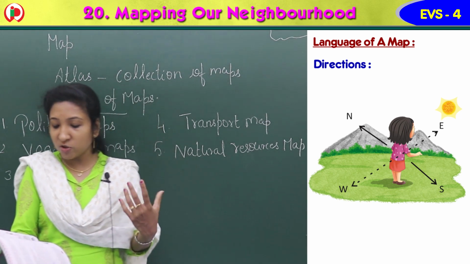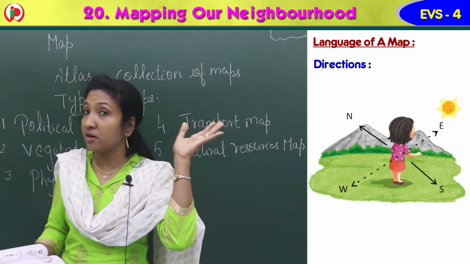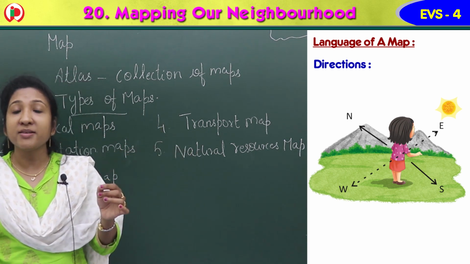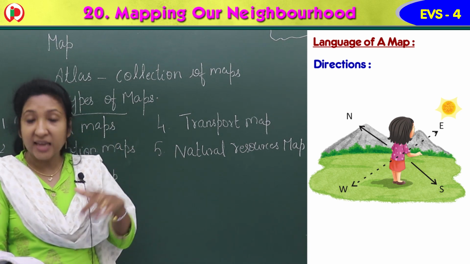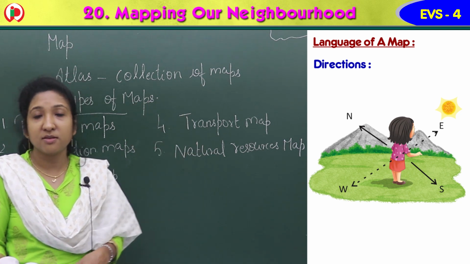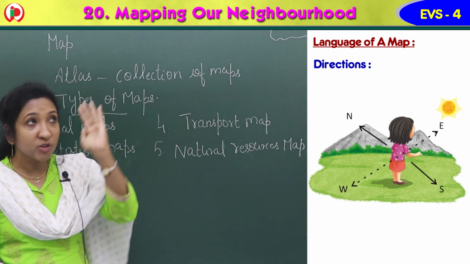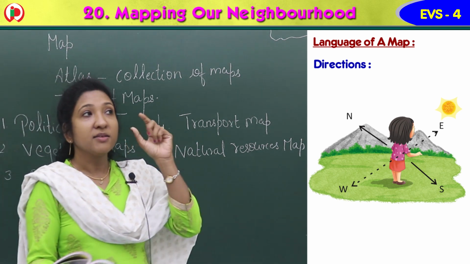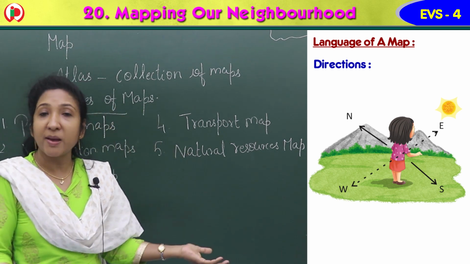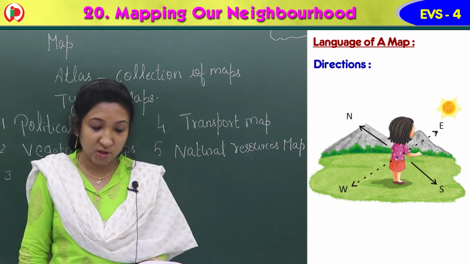Okay, so the compass shows directions. There is an instrument called a compass, and you can see the image here. A compass is an instrument used to find direction. In the compass you can see a needle, and that needle always points towards north. Wherever we keep this compass, the needle always points towards north. Then we can automatically find the other directions. It is an instrument used to find directions.